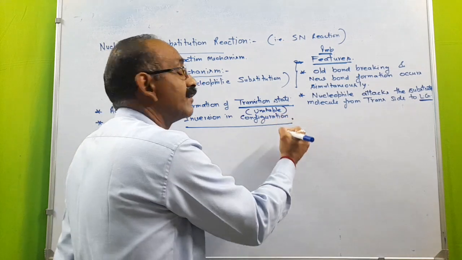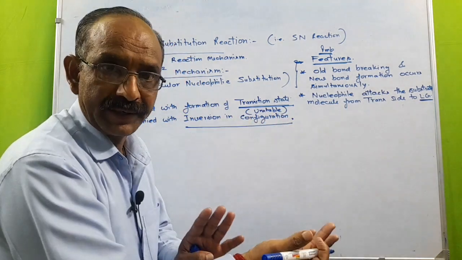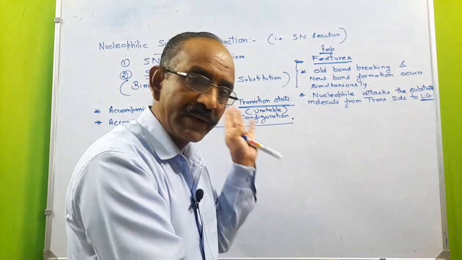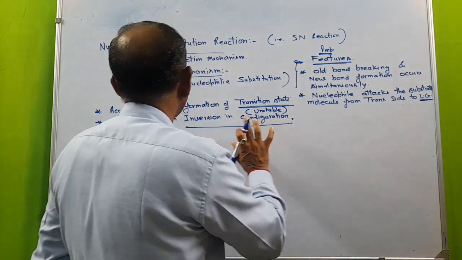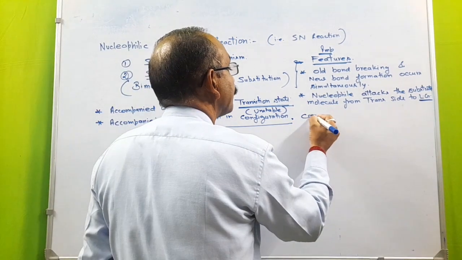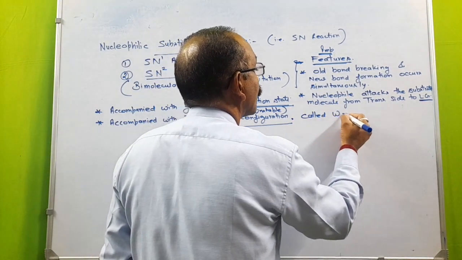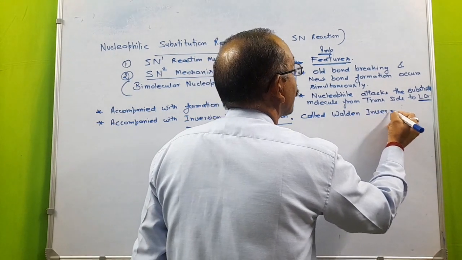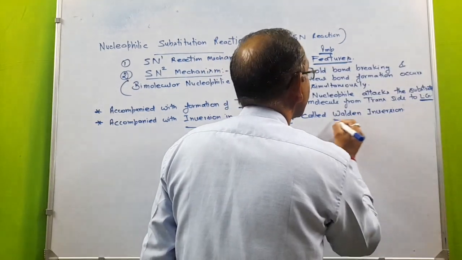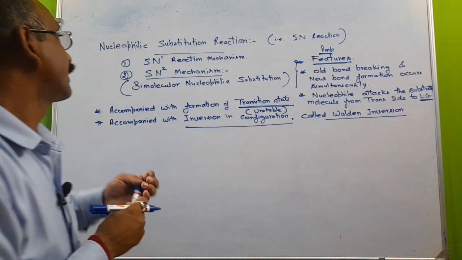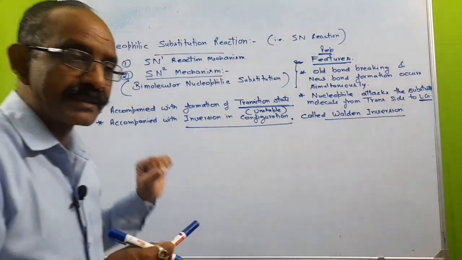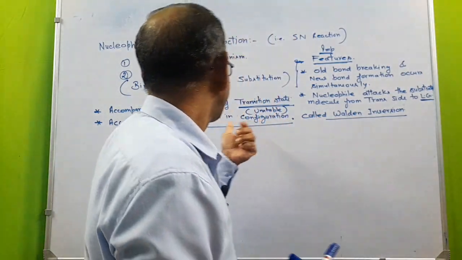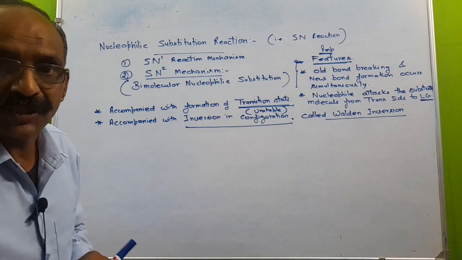And this inversion means the configuration will get inverted. The group which is lying on the back side will shift to the front side when the leaving group leaves. This inversion in configuration is called Walden inversion. On the other hand, there's another mechanism, the SN1 mechanism. In this SN1 mechanism, racemization occurs, while here inversion in configuration occurs.